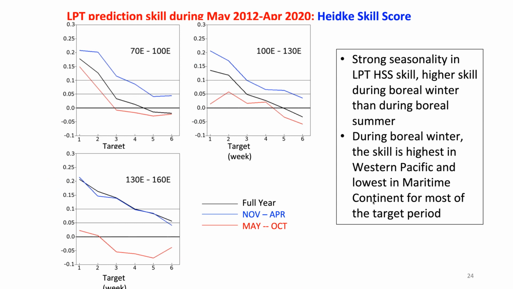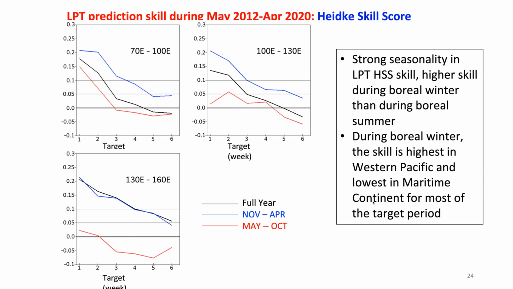Okay, let's go to the next one. As Chidong discussed a few minutes ago, one important parameter for the LPT is the precipitation threshold. Because of that, we look at the dependence of the skill on the threshold.